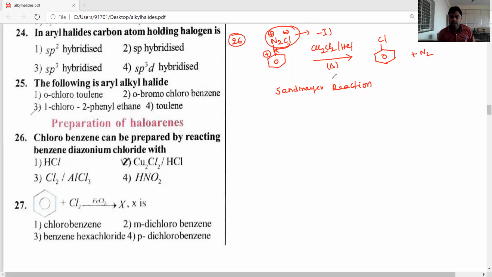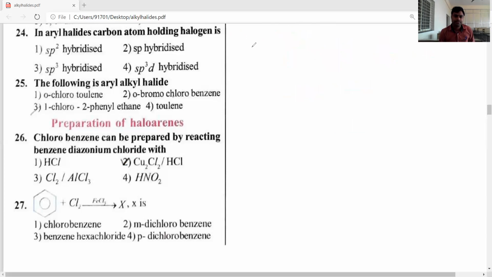Either cuprous chloride, HCl we use, it is called Sandmeyer reaction. Copper powder, HCl if we use, it is Gattermann reaction. Then also the product is chlorobenzene. So here copper powder and HCl not given. So CuCl, HCl is the suitable reagent for the synthesis of chlorobenzene from benzene diazonium chloride. Okay. Let's go for next question.